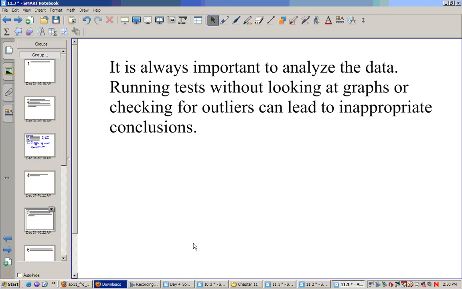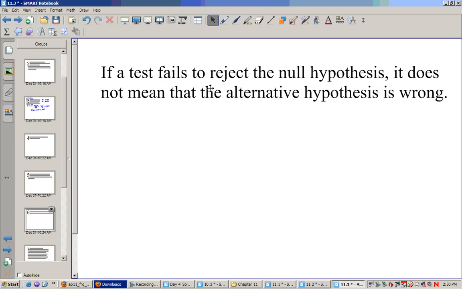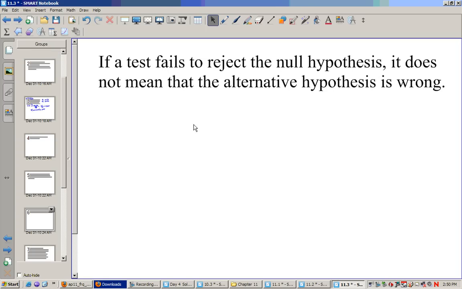It is always important to analyze the data. Running tests without looking at graphs or checking for outliers can also lead to inappropriate conclusions. So you always want to look at the data and see what the information is. If a test fails to reject the null hypothesis, it doesn't mean that the alternative hypothesis is wrong. It doesn't mean that it's right. All we can say is whether we reject or fail to reject the null.